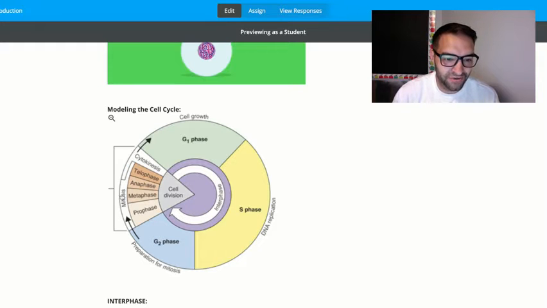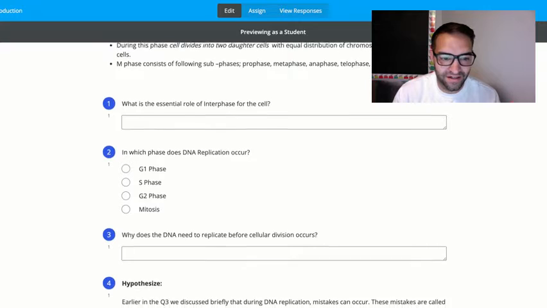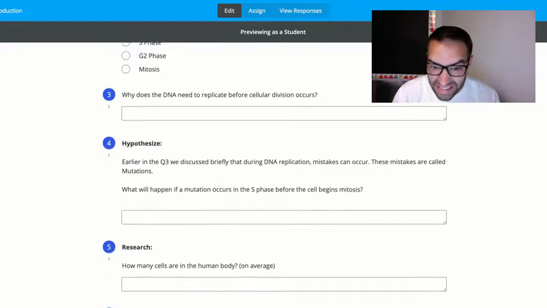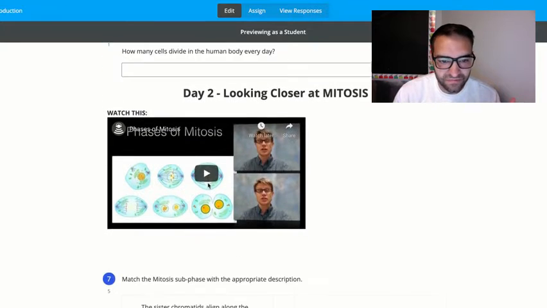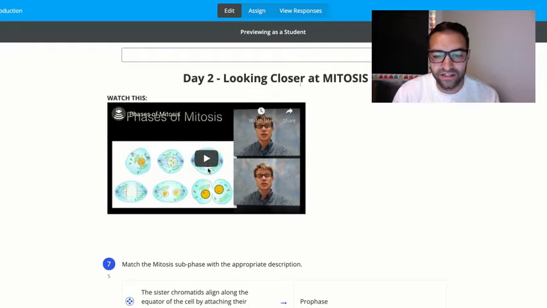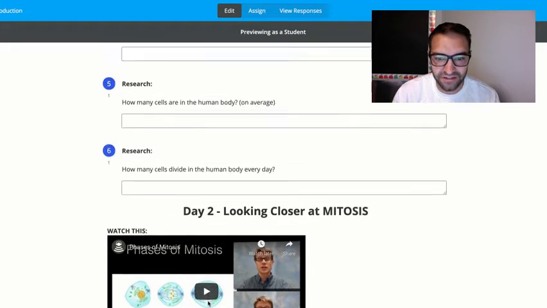And then it's mitosis. Mitosis is the fancy biology word to describe cell division. So we're now going to be talking about how cells divide. The first day, this first part will be more of the overview. And then day two, we're going to be looking closer specifically at the stages of mitosis, and hopefully we'll be able to identify those stages.